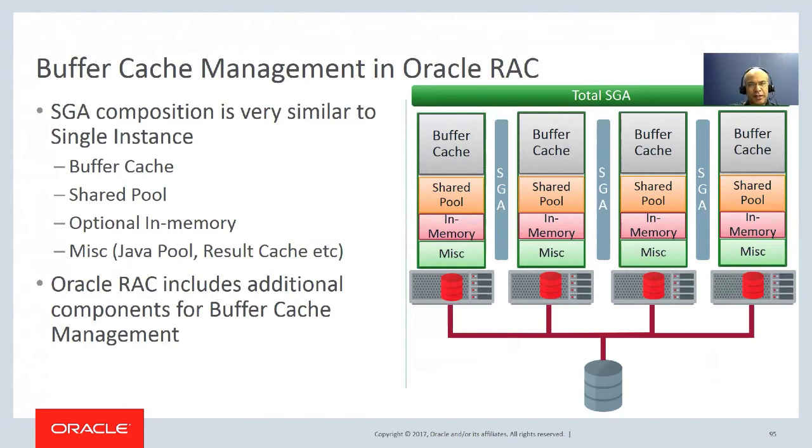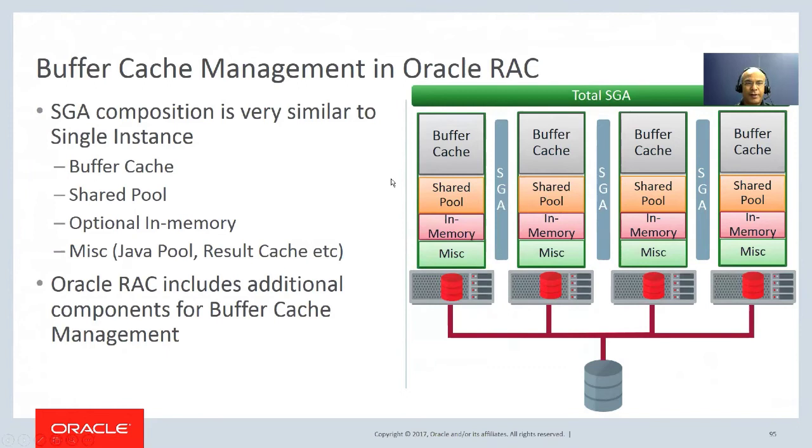So buffer cache management in RAC, as the picture shows, is not much different than what you would see in a single instance. You have the same components: the buffer cache, the shared pool, the in-memory area, and other miscellaneous areas. They all compose the SGA. In a 4-node RAC cluster, you have the same number of things. Node 2 or node 3 could have more memory, which means more SGA and more buffer cache, so you could have different memory capacities on these servers, and different SGAs.